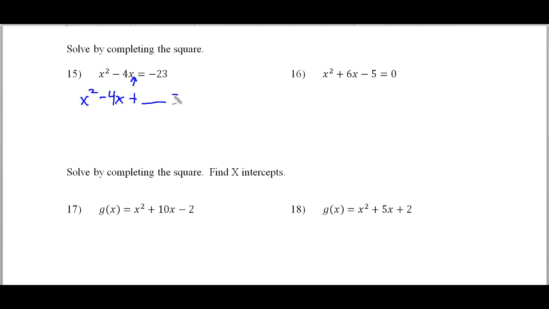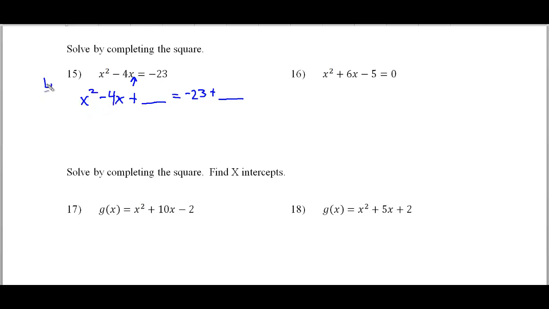Please understand I still have my negative 23 on the other side, and anything I put here in this blank, I'm going to have to put in the blank over here on this side as well. Because you cannot just add a number to one side of the equation and not add it to the other. Okay, so what two numbers multiply to make negative 4? I'm sorry, I'm jumping ahead of myself here.